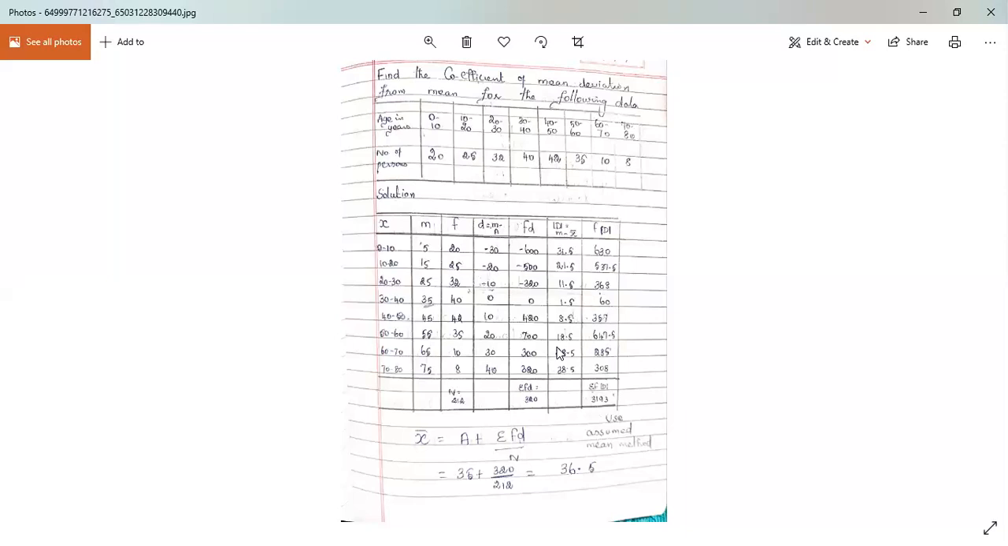F is 20, D is 31.5, so we get 630. 25 into 21.5, 537.5. 32 into 11.5, 368. 40 into 1.5, 60. 42 into 8.5, 357. 35 into 18.5, 647.5. 10 into 28.5, 285. 8 into 38.5, 308. Sigma FD equal to 3193.